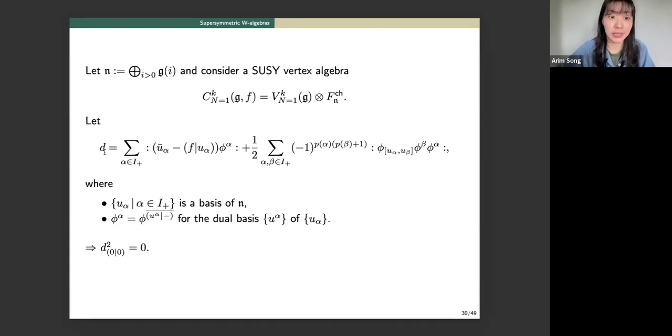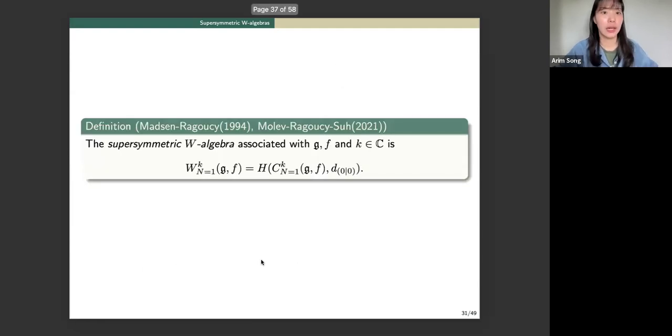Okay, if we consider this D and its 0,0 product, the zeroth product of D with D, then its square is equal to 0. So we'll use this D00 as a differential in the complex. So the supersymmetric W-algebra is defined by taking the cohomology with respect to the complex and D00.